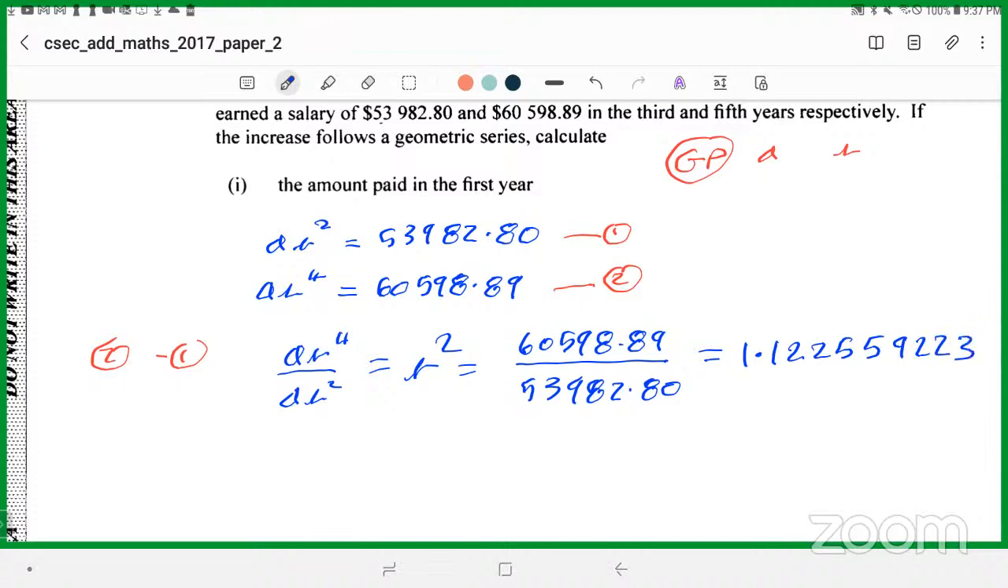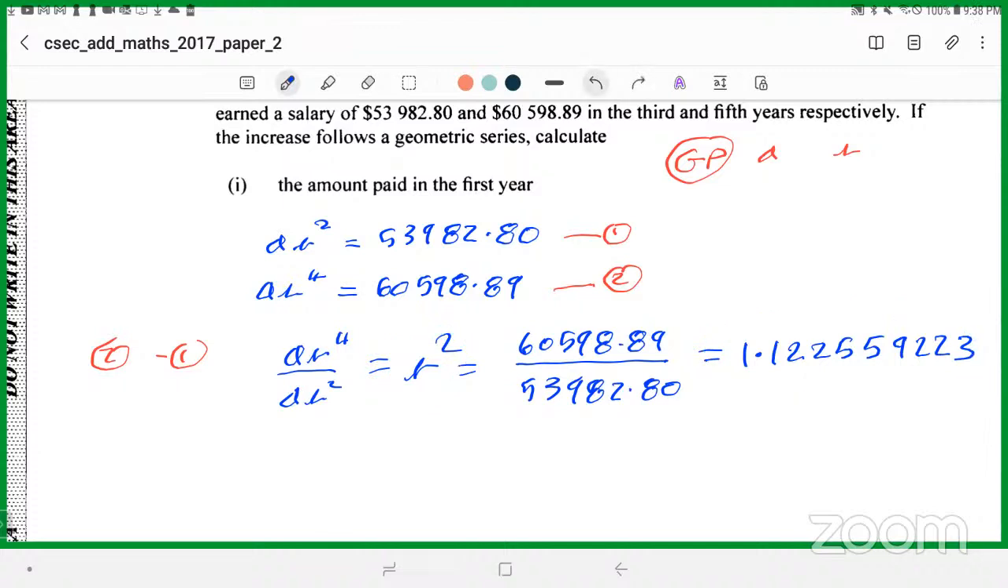All right, so this has 1, 2, 3, 4, 5, 6, 7 digits. You can work with 7 decimal places. All right, there's only 2 more decimal places. So that is our R squared. And then now I'm going to square root this to get my R.